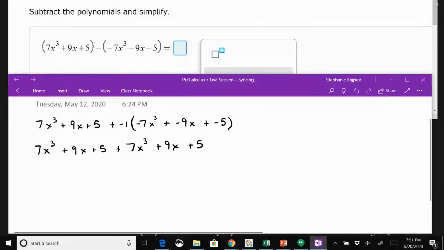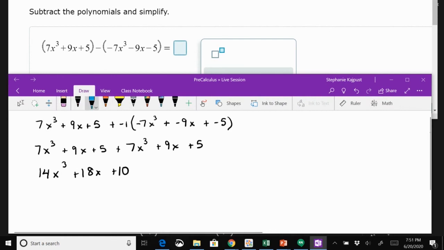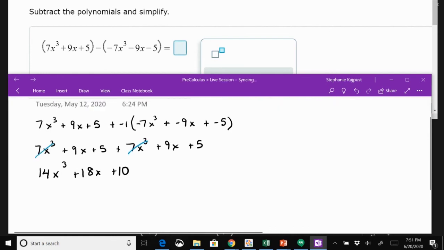So now I want to start with the highest exponent, which is 3. I've got a 7x cubed and another 7x cubed, so those add to 14x cubed. I don't have any x squareds. I've got a 9x plus a 9x, so that's 18x. And then a 5 plus 5 is 10. If it helps you while you're doing this, you can do the highlighting, or you can say, okay, I added those together, now I added those together, I can add those together.